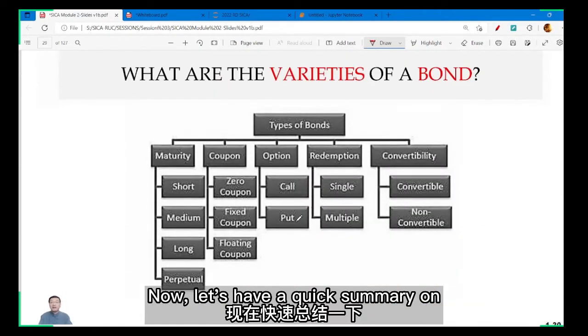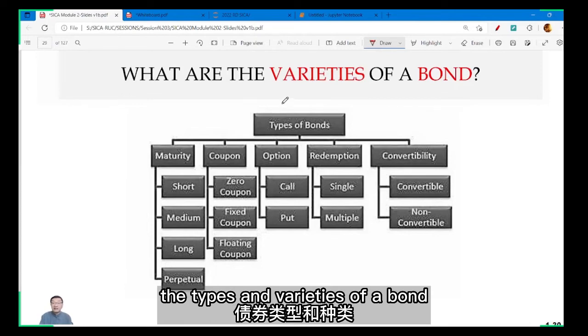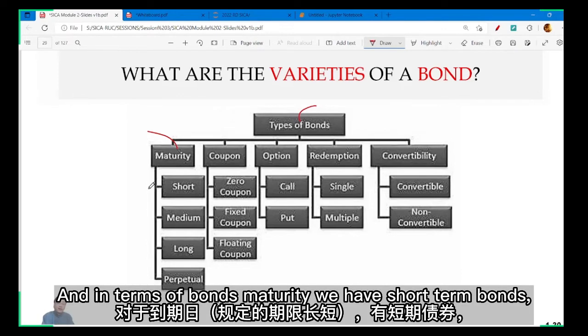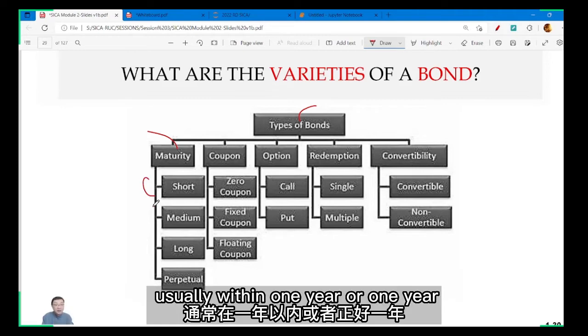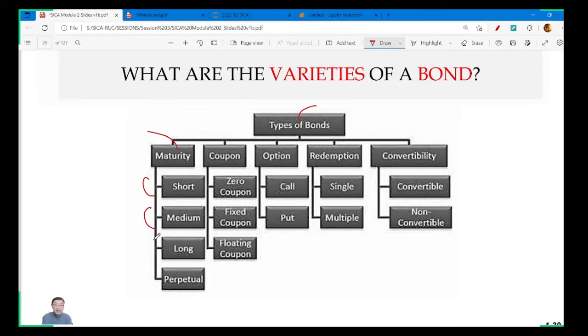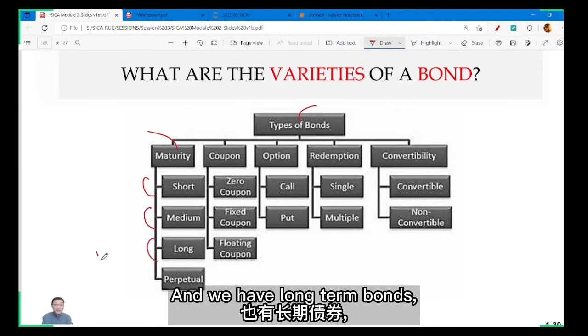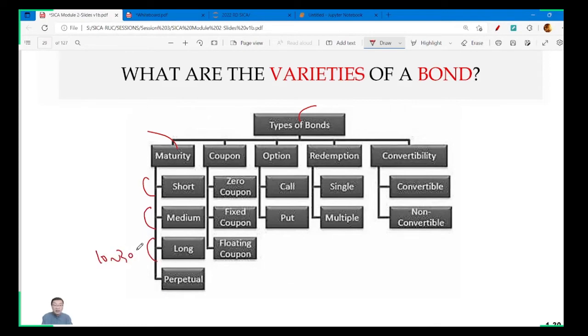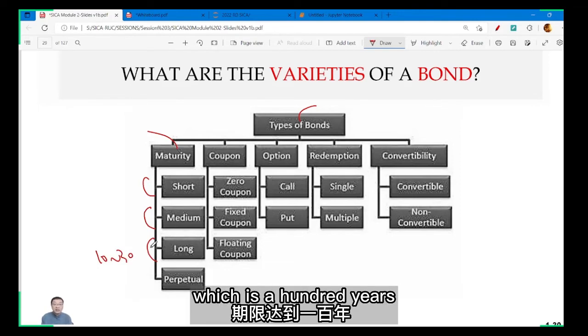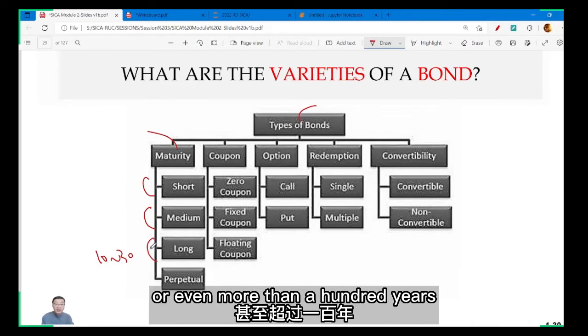Now let's have a quick summary of the types and varieties of bonds. The root is here, and we have the element of maturity. In terms of bond maturity, we have short-term bonds, usually within 1 year, medium-term bonds, usually less than 10 years, and long-term bonds, usually from 10 to 30 years. In some situations, we may see long-term bonds of 100 years or even more.